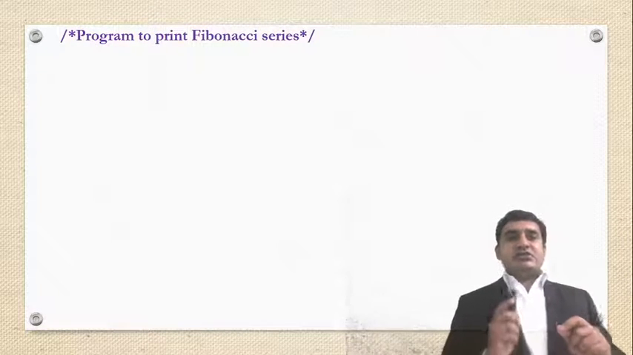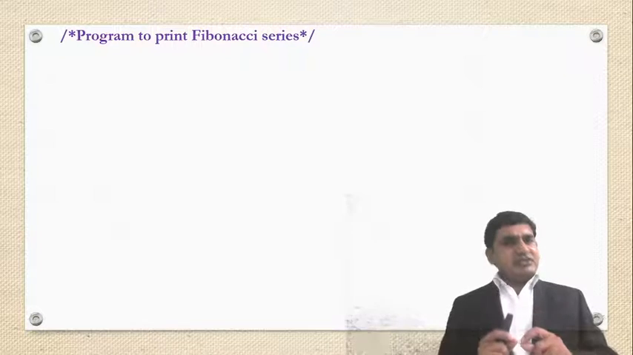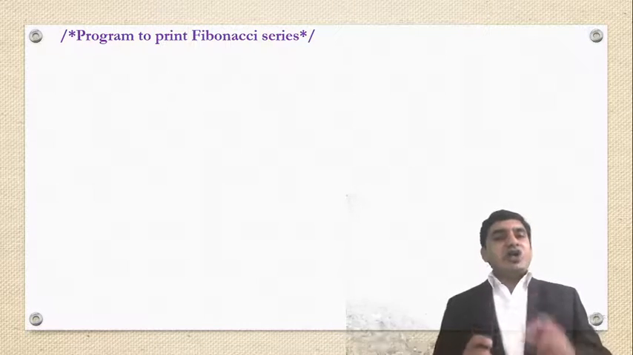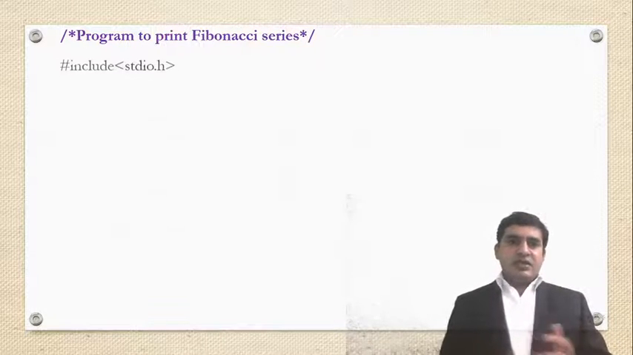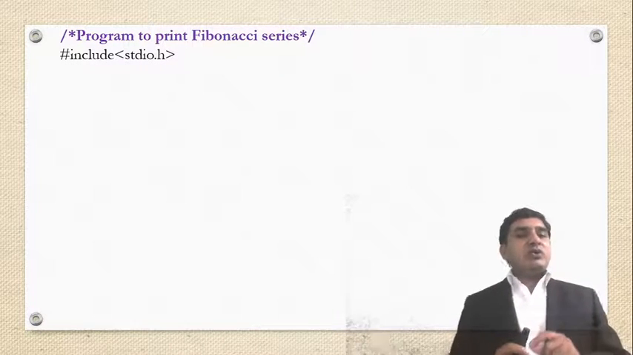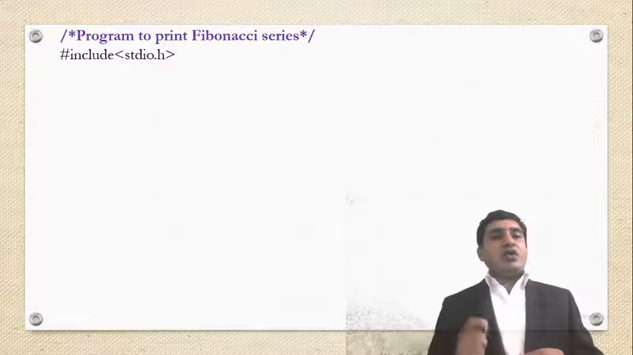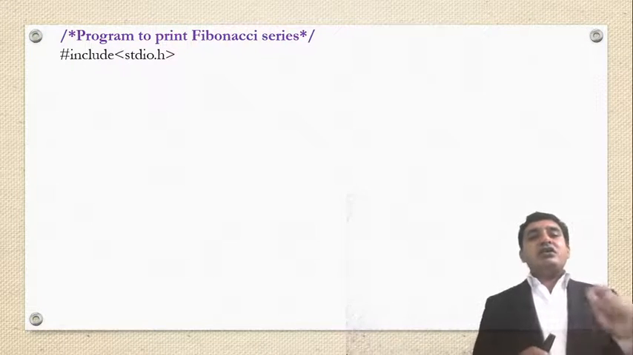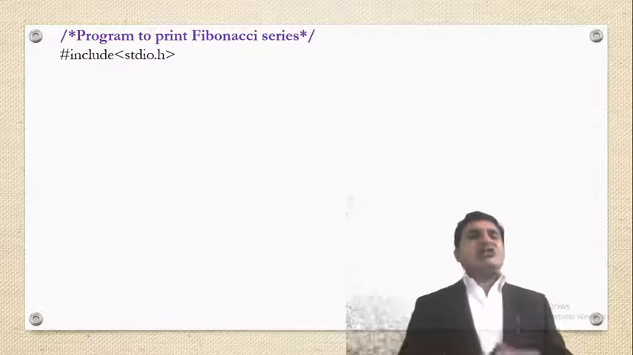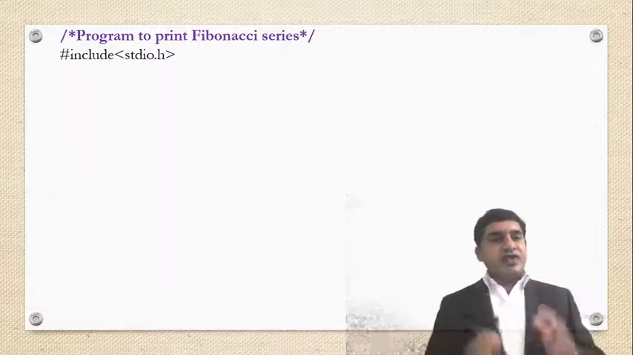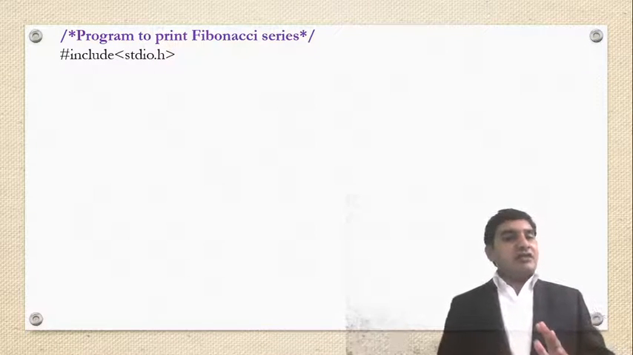This is a comment line: program to print Fibonacci series. This comment line is not executed during the execution of a program. Now, #include is a preprocessor directive. stdio means standard input output. We use printf and scanf, which are standard output and input functions, and therefore we use stdio.h, which is a header file.